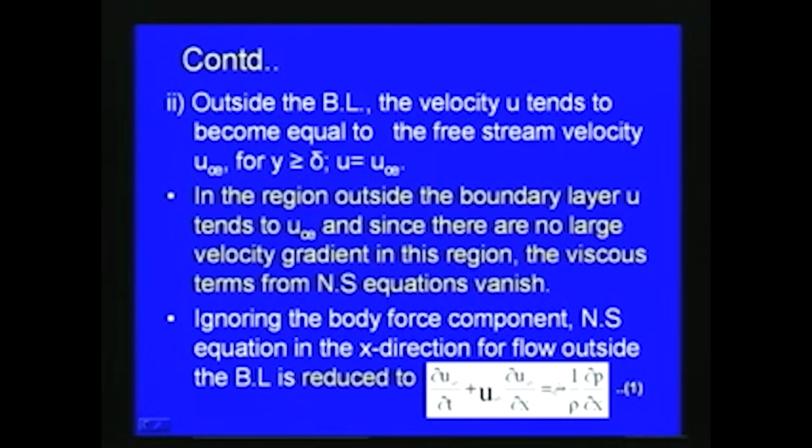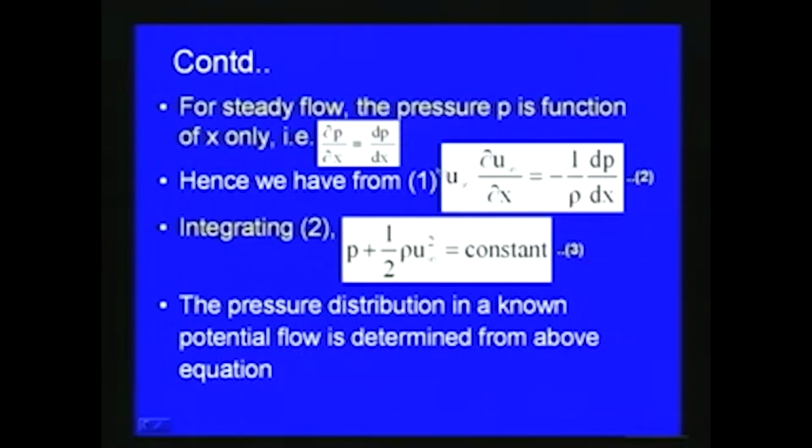This is the equation outside the boundary layer. Finally it is transformed into this form by putting del p by del x equal to dp by dx: u infinity del u infinity by del x is equal to minus 1 by rho dp by dx, equation number 2. So this we can integrate. If we integrate equation number 2, we can write p plus half rho u infinity square is equal to a constant, as in equation number 3. This constant we can find out with respect to boundary conditions. So the pressure distribution in the non-viscous flow is determined from the above equation. Since generally the free stream velocity will be known in the potential flow region outside the boundary layer, we can solve equation number 3 to get the pressure distribution. So this is the condition in region 2, where Prandtl considered the flow outside the boundary layer.